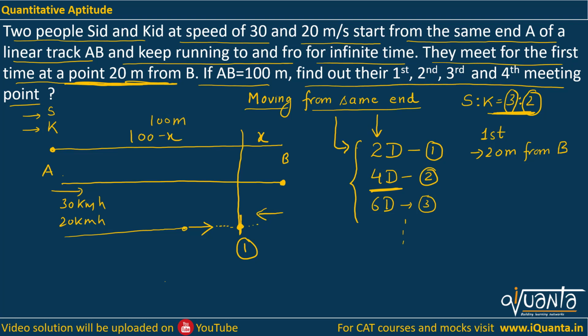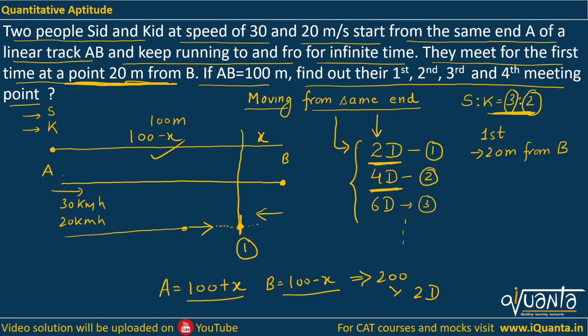So how much did A travel? A traveled a total of 100, it touched B, then it returned from there and traveled x more. How much did B travel? B traveled only this 100 minus x. Now if I calculate the total distance traveled by both A and B, it would be 100 plus x plus 100 minus x, which gives me 200, which is nothing but 2D. So that is why I am saying that when both bodies start moving from the same end together, when they meet for the first time, they will cover 2D distance.